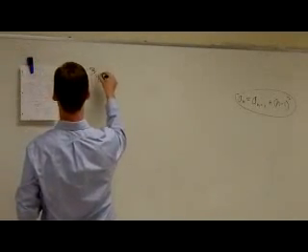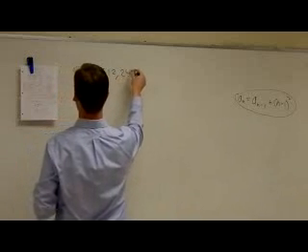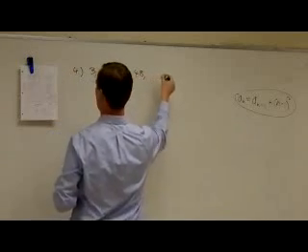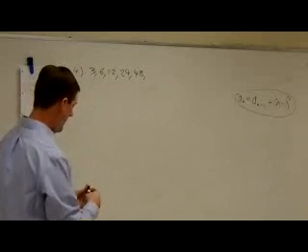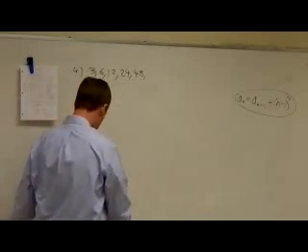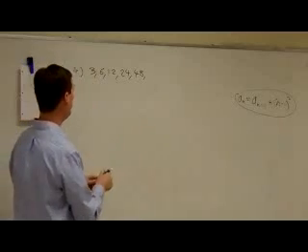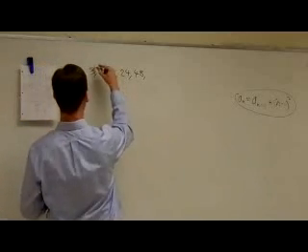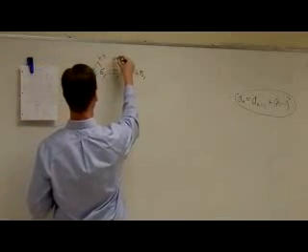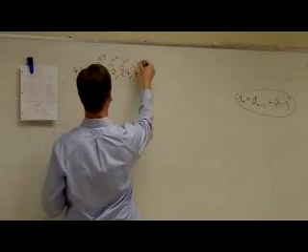Okay, number 4 is 3, 6, 12, 24, 48. I wonder what's going on here. All right. What is going to take us from 3 to 6, 6 to 12, 12 to 24? Times 2. That's going to be times 2. Okay, so just keep doubling it.